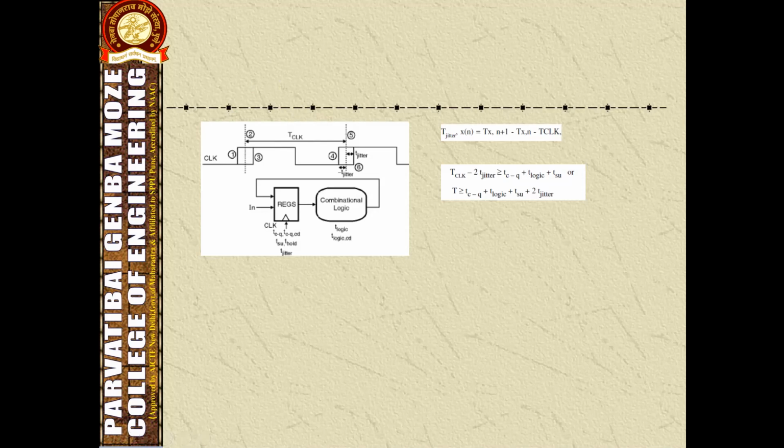The presence of clock jitter in an integrated circuit reduces the performance of sequential digital integrated circuits. Here is shown the clock period variation due to clock jitter. Here the clock period starts at edge 2 and ends at edge 5 with the clock period of TCLK. Therefore, the total time to complete the operation is given by this equation. This is all about clock jitter.